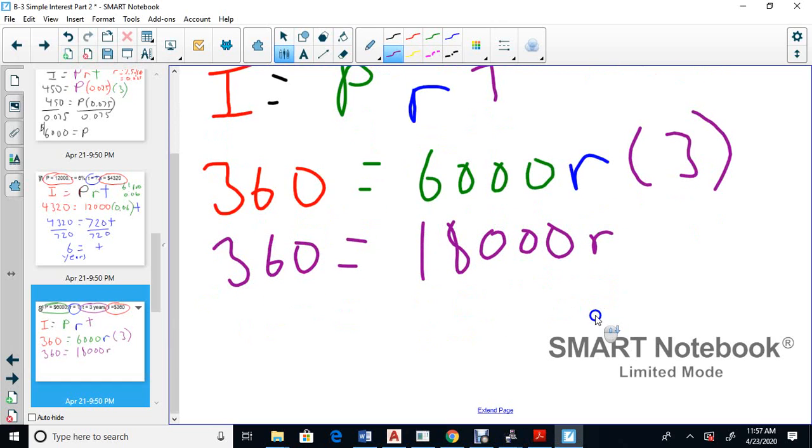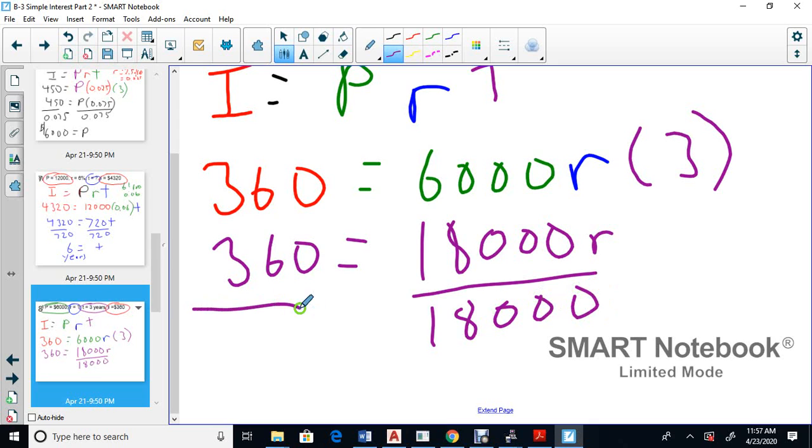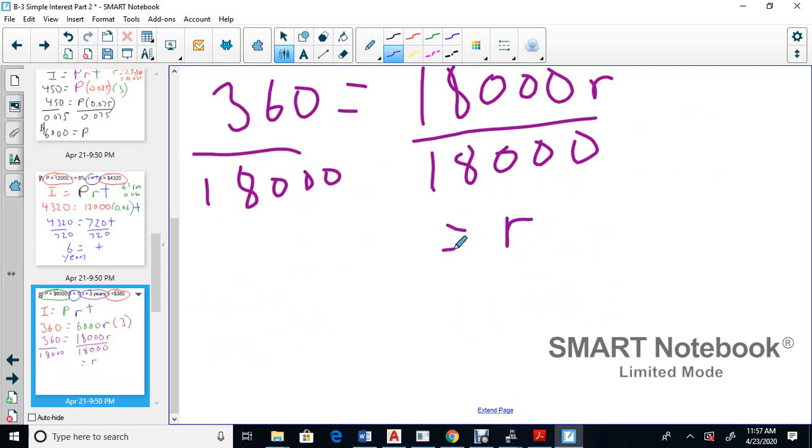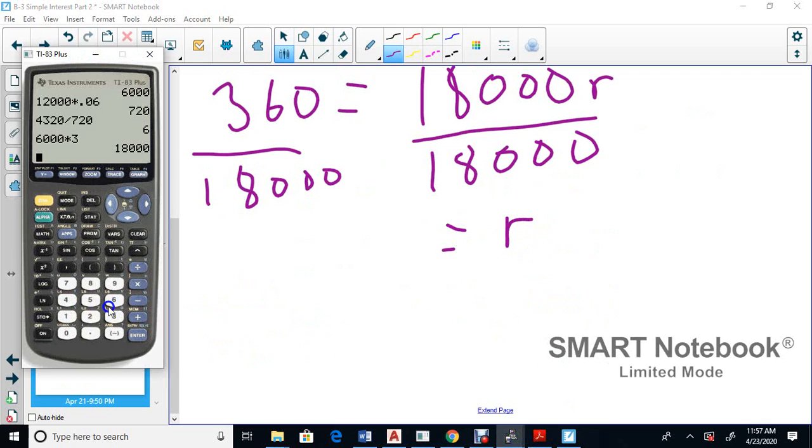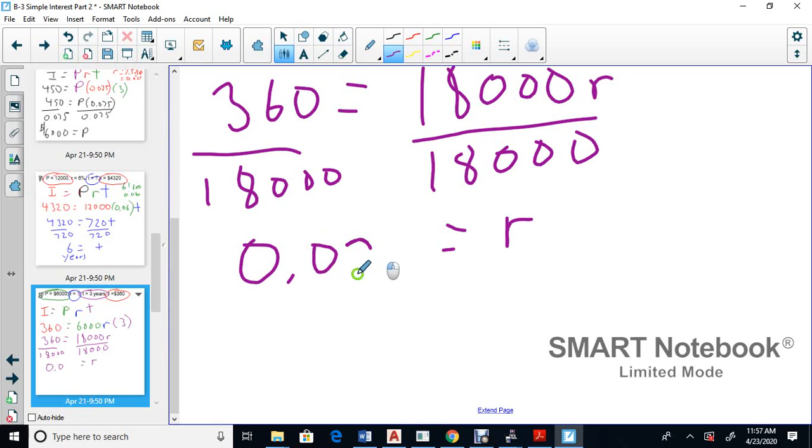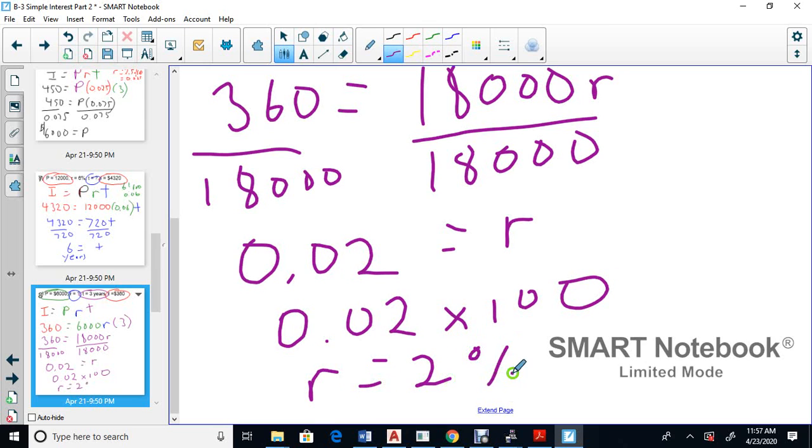R. We're going to divide by 18,000 here. Divide this side by 18,000. Okay, and R. So you did 360 divided by 18,000. Let's go back to the calculator. 360 divided by 18,000. 0.02. Let's convert that to a percent. So how do we do that? We multiply it by 100. So we take 0.02 times 100, and we get R equal to 2%. So you multiply, you do the opposite to get the percent.